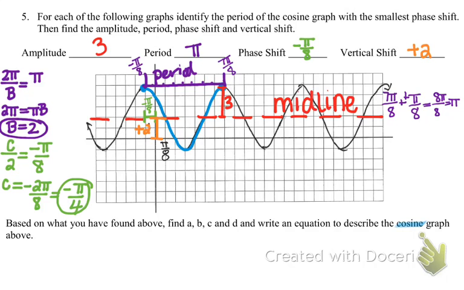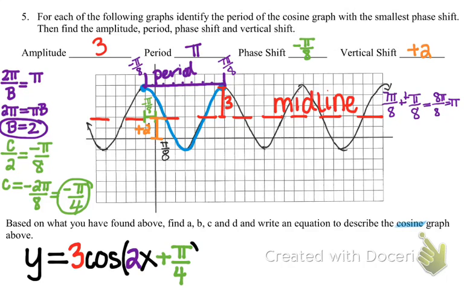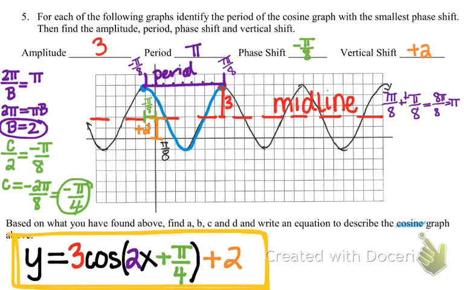Now that we have a, b, c, and d, we can start writing our equation. So we have y is equal to 3, which is our a, cosine of b, which is 2 times x, then plus pi over 4, and then finally add in our vertical shift. And that is our equation for cosine.